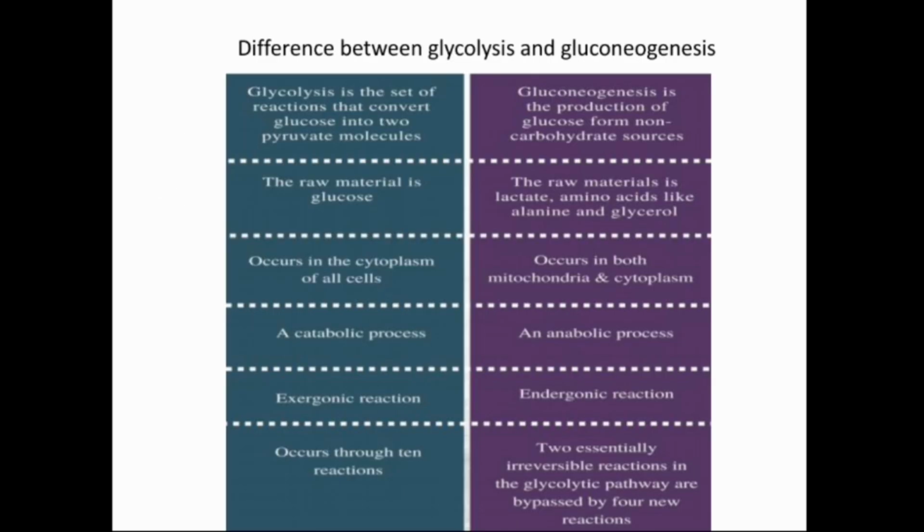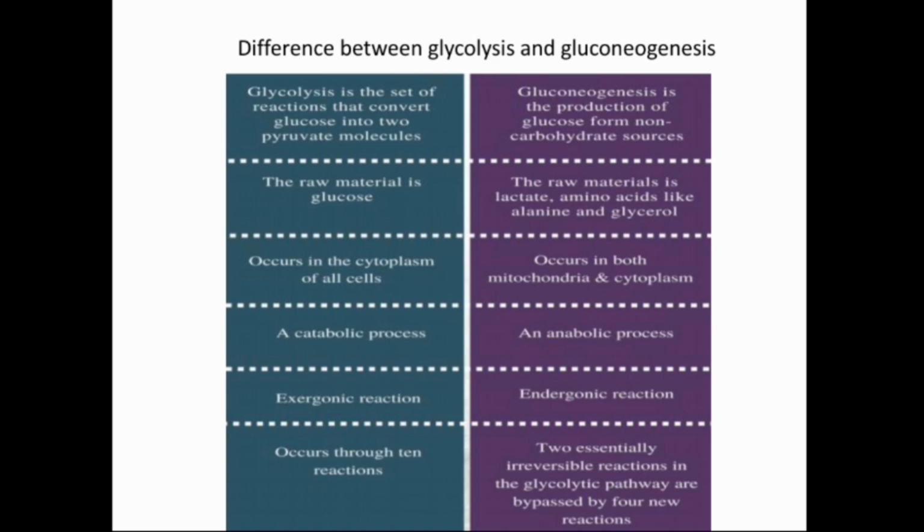Now let us have a brief difference between glycolysis and gluconeogenesis. Glycolysis is a set of reactions that convert glucose into two pyruvate molecules, while gluconeogenesis is the production of glucose from non-carbohydrate sources. The raw material is glucose in glycolysis, while in gluconeogenesis the raw material is lactate, amino acids like alanine, and glycerol. Glycolysis occurs in the cytoplasm of all the cells, while gluconeogenesis occurs in the mitochondria and cytoplasm.